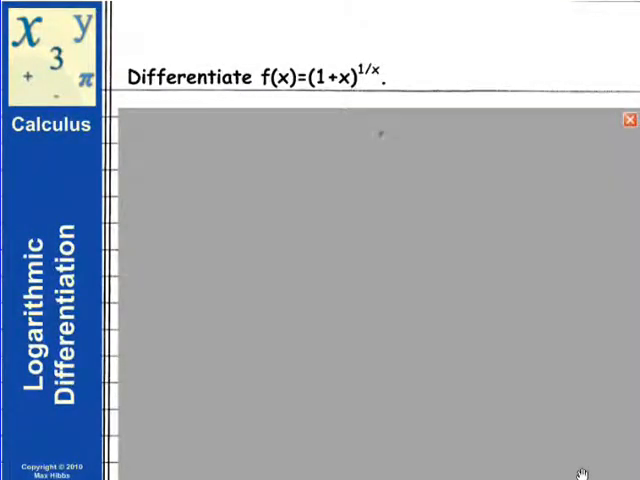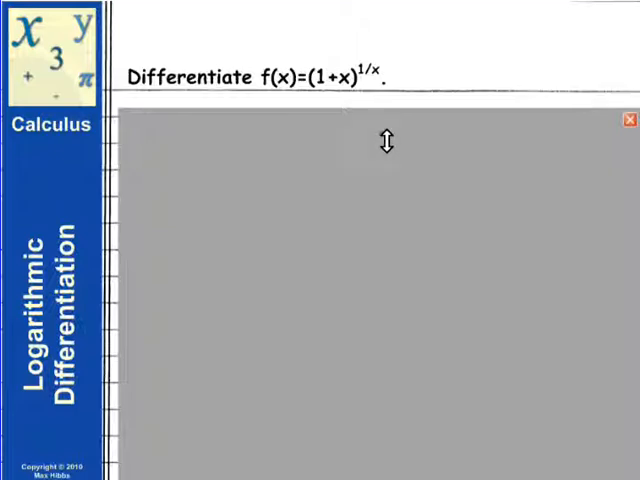Okay, our next problem, imagine later in the month or on a test, simply says differentiate f of x is equal to 1 plus x to the power 1 over x. Now, we have to struggle all the time with what technique we're going to use. And let me point out the giveaway here that we're going to use logarithmic differentiation is the fact that we have a variable expression to a power that's a variable. So variable to variable power always, or usually, requires logarithmic differentiation.